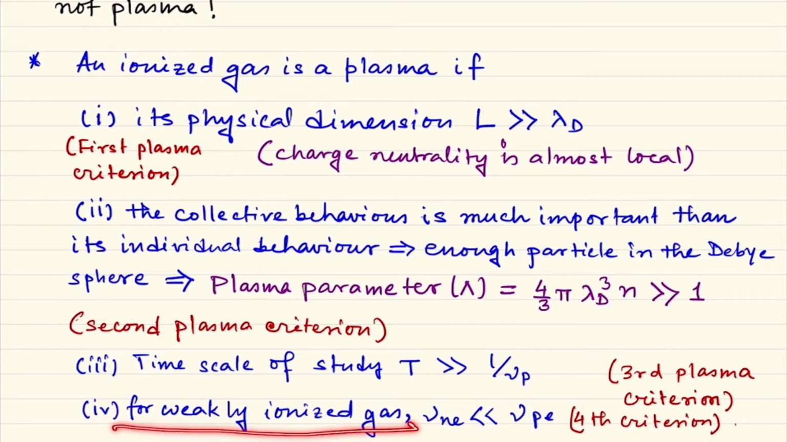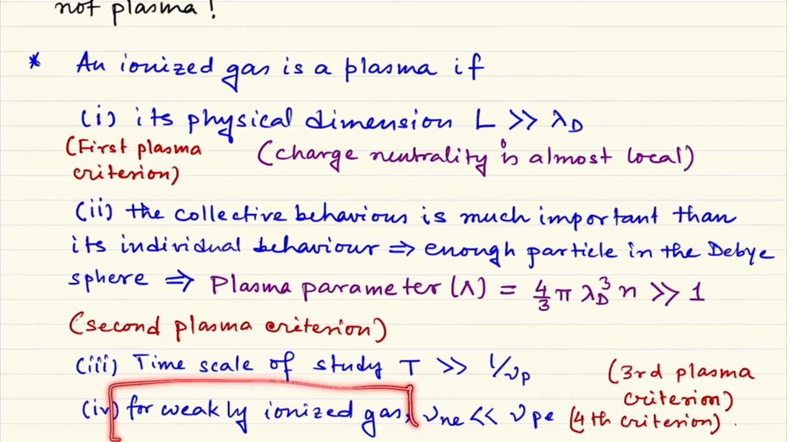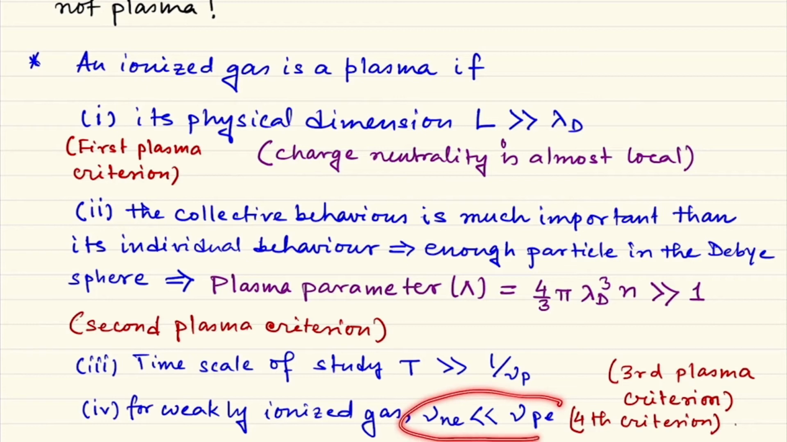Finally, for weakly ionized gas, if the gas is not sufficiently ionized, that means the plasma is nearly a cold plasma, if you remember. Then what happens? Then for this to be a plasma, the corresponding criterion is that the frequency of collision between the neutrals and the electrons, because now the medium consists of a large number of neutral particles, should be much less than the plasma frequency of the electrons. Otherwise the charge neutrality would not be preserved. So this is called the fourth criterion.